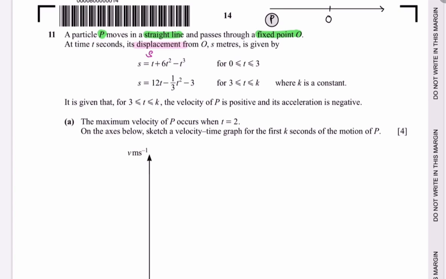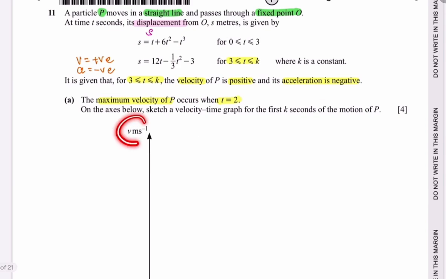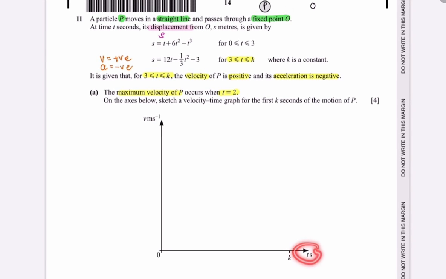It's given by this one from 0 to 3, and from 3 to k it's going to be this one. Given that for 3 to k, which is this timeline, the velocity is positive. Here v will be positive and acceleration is negative. The maximum velocity of P is when t is equal to 2. If this is a velocity-time graph, the highest point of velocity will be at t equal to 2. This is max.